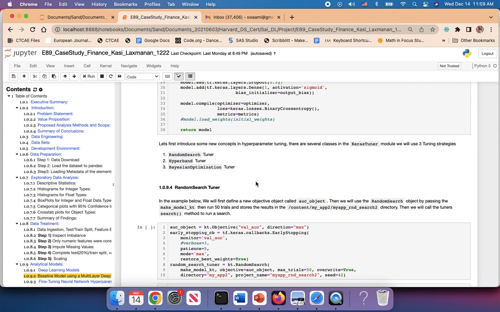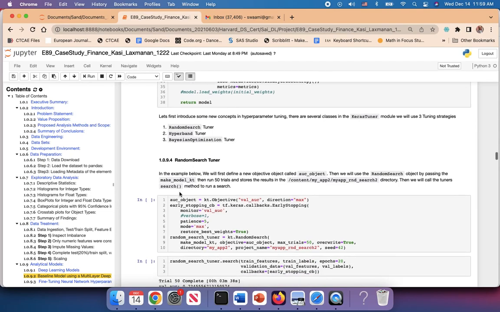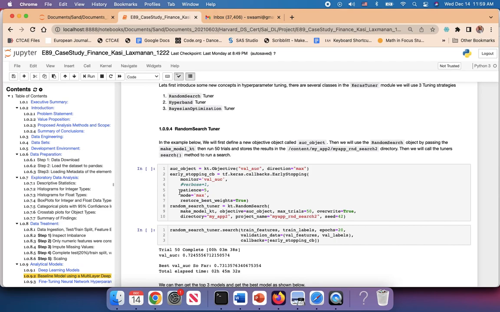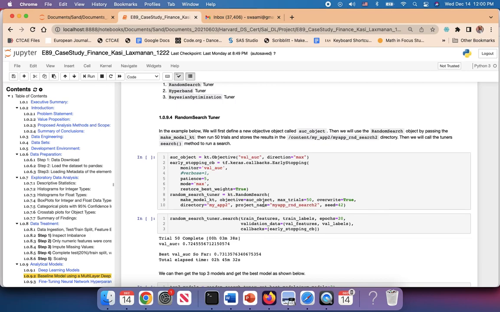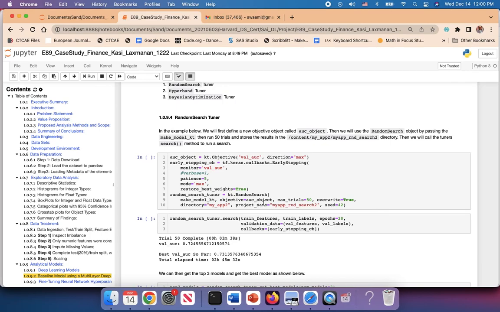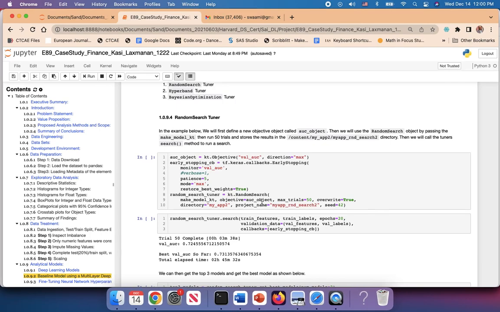So let's look at three tuning strategies for this particular data set. We will first use a random search tuner. In the random search tuner, we will first define the tuner with a random search. We will use the function that we defined before, and then the objective, which would be the AUC objective, and then we will run it for about 50 trials.